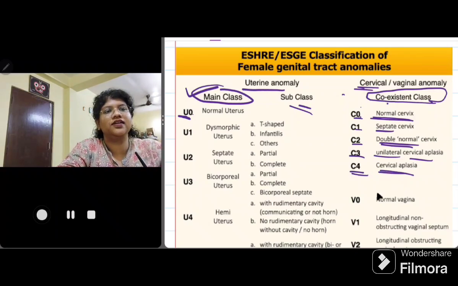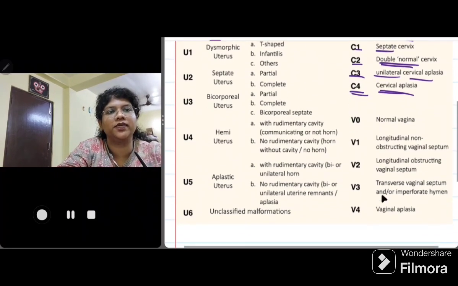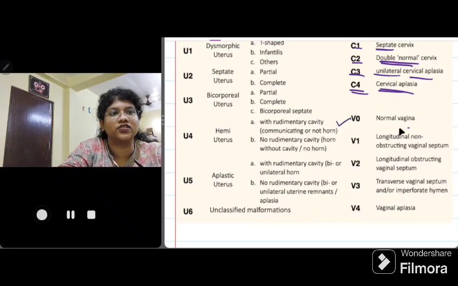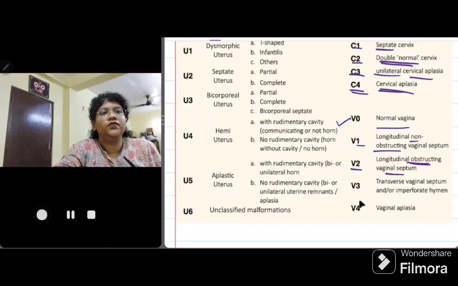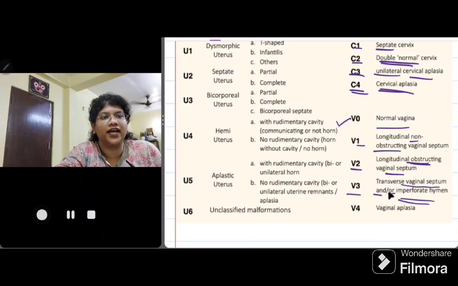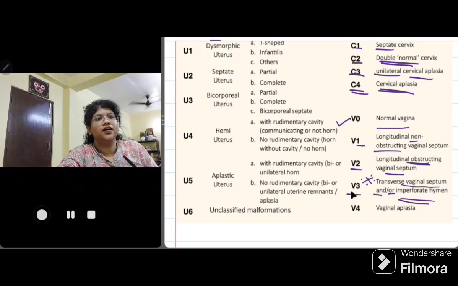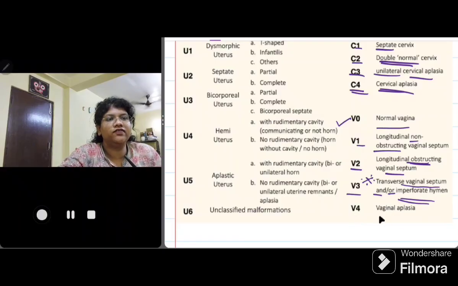Okay. Next is the vaginal anomalies. In the vaginal anomalies, we again have V0, which is normal vagina. V1 is longitudinal non-obstructing vaginal septum. V2 is longitudinal obstructing vaginal septum. V3 is a transverse vaginal septum and/or imperforate hymen. Very important to remember, because these are the cases that you will encounter during your routine clinical practice, either an imperforate hymen or sometimes a transverse vaginal septum. And vaginal aplasia comes under V4.